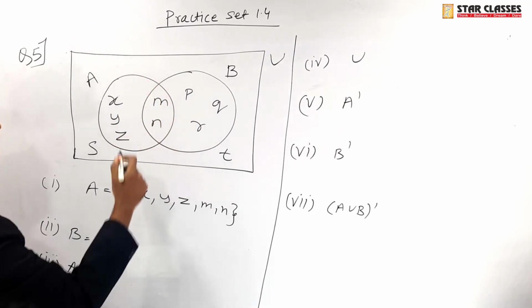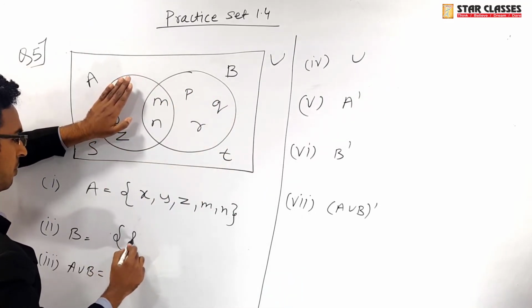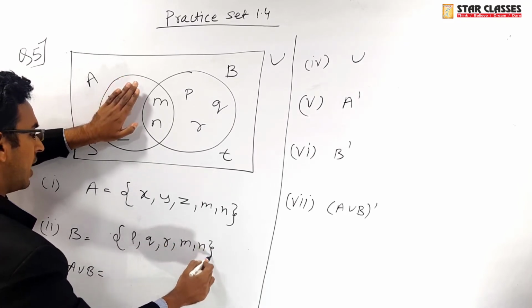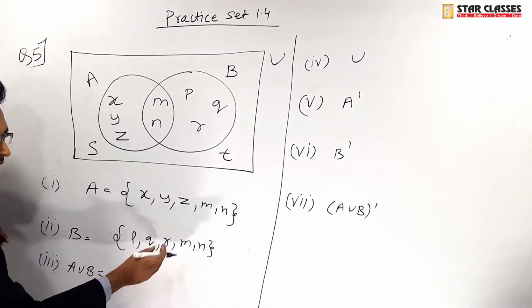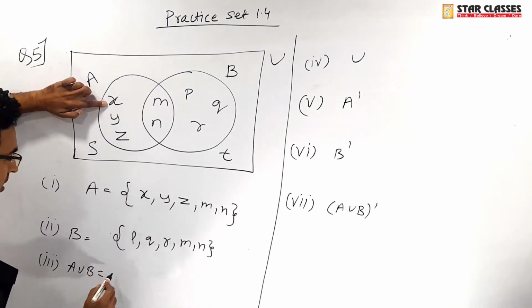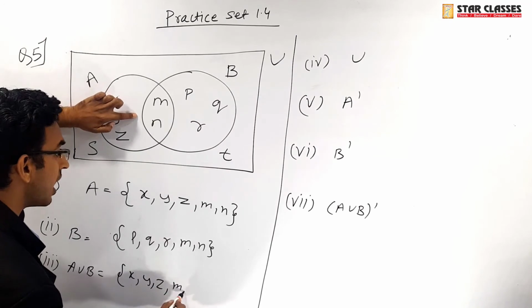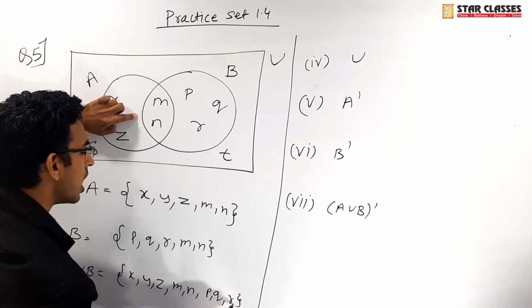Okay, this circle is set A. Set B is this full circle, that is P, Q, R, M, N. Okay. A union B is everything of A and B. And even the common ones you have to write, but only once. So we can see that X, Y, Z, M, N, P, Q, R.